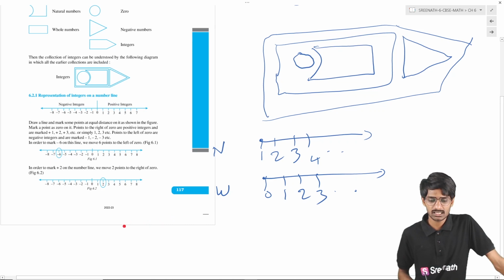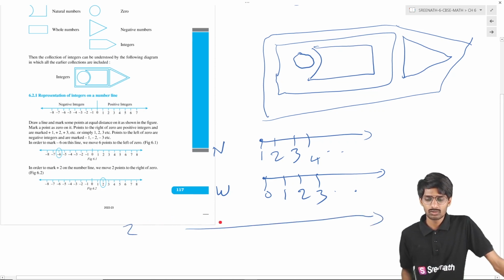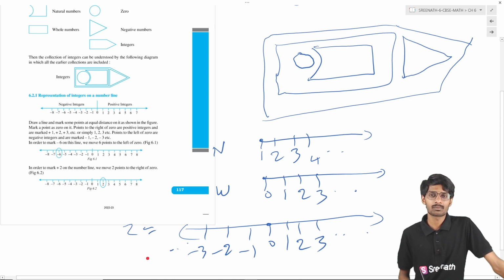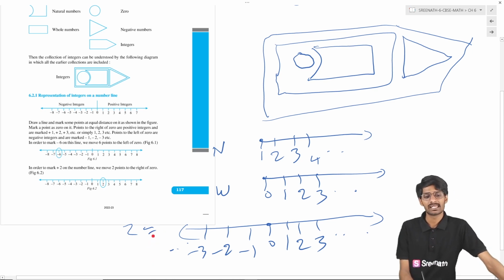So how will we represent the integers? Basically, you will just extend it on both sides. So this is the 0, to the right of 0 there will be positive numbers 1, 2, 3, like that. To the left of 0 there will be negative numbers, that is -1, -2, -3, like that. They will go on extending. So this is the representation of integers on a number line, students.